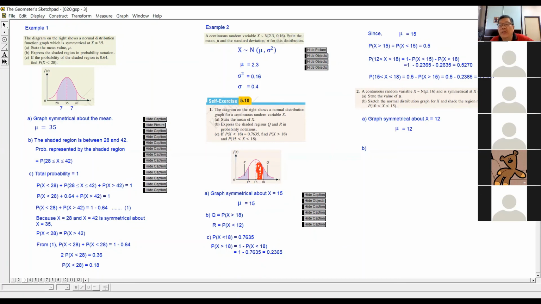Mu is 12. So if we sketch the graph, the center line will be 12. The center line you label 12. Okay, and they want between 10 and 15. 10 is only 2 units away. 15 is 3 units away. So they are not symmetrical. So you draw the line 10 nearer to 12, and you draw the line 15 further away from 12. So these two numbers are not symmetrical. Okay, right. So this shaded area here is represented by this symbol, the probability of X between 10 and 15.